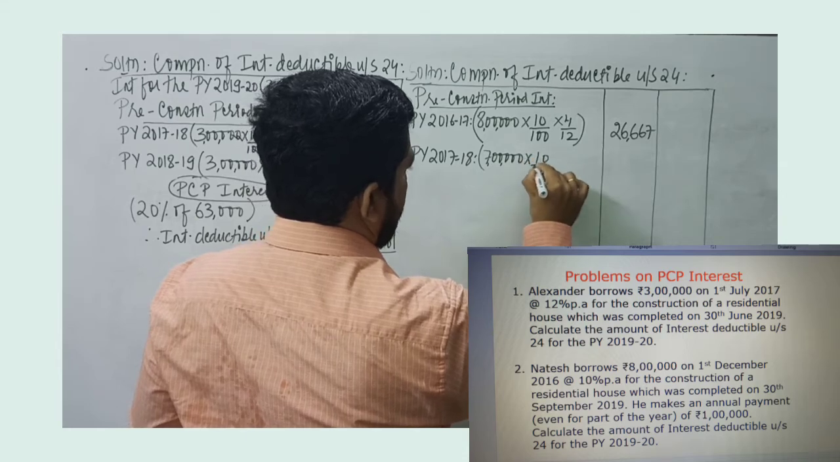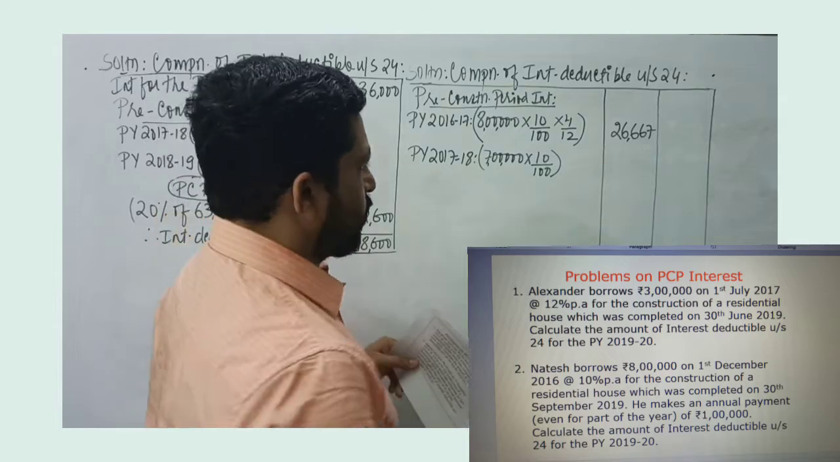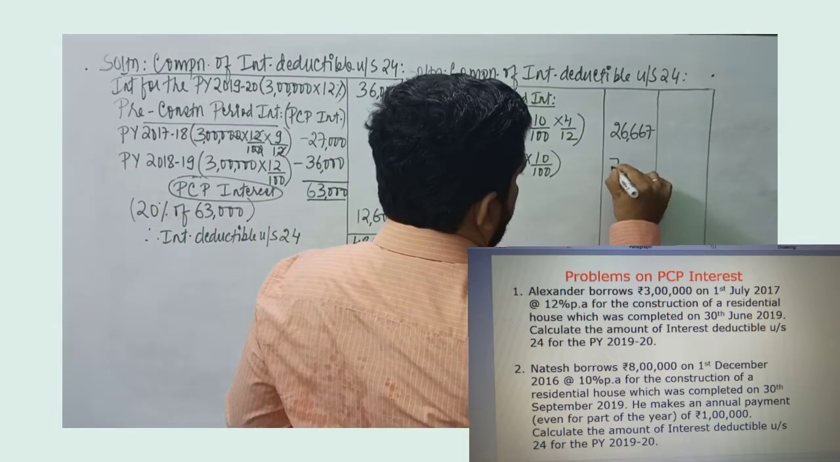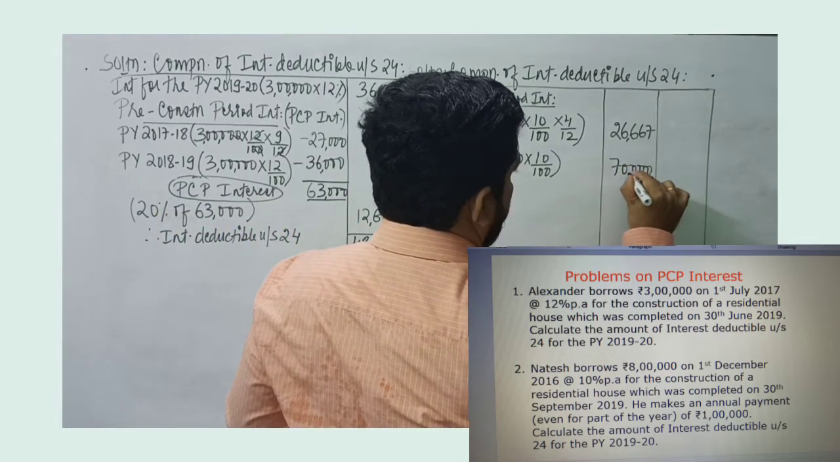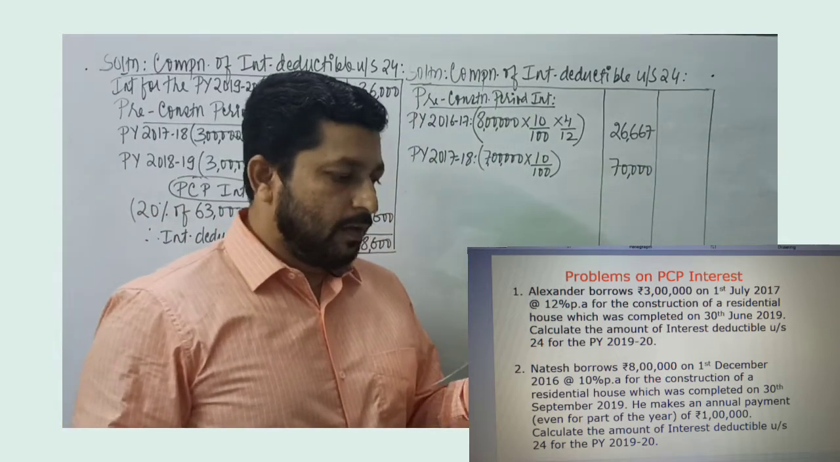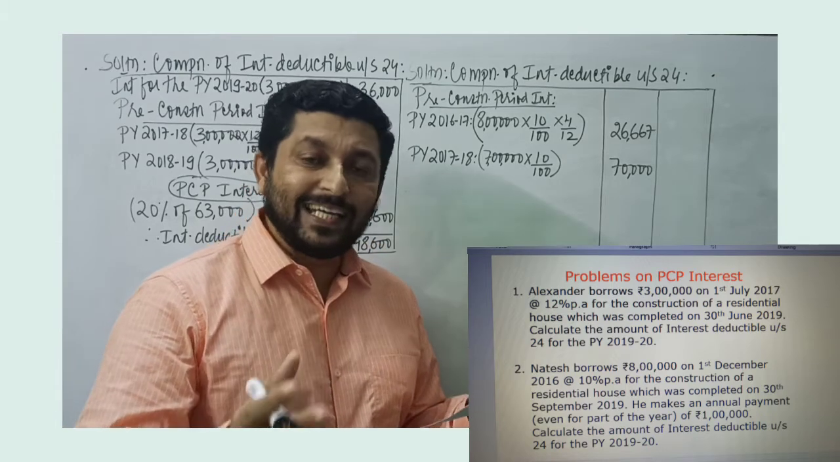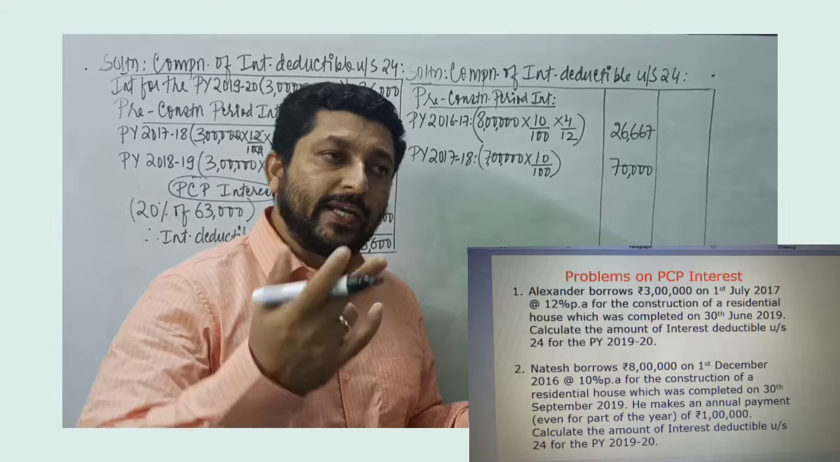Rate of interest is 10%. This is for the full year 17-18. So 7 lakh into 10%, the interest would work out to 70,000. Next, construction was completed on 30th September 19, which is previous year 19-20.